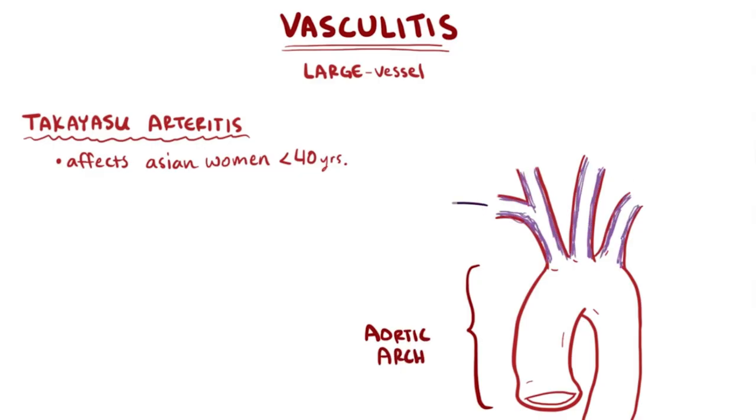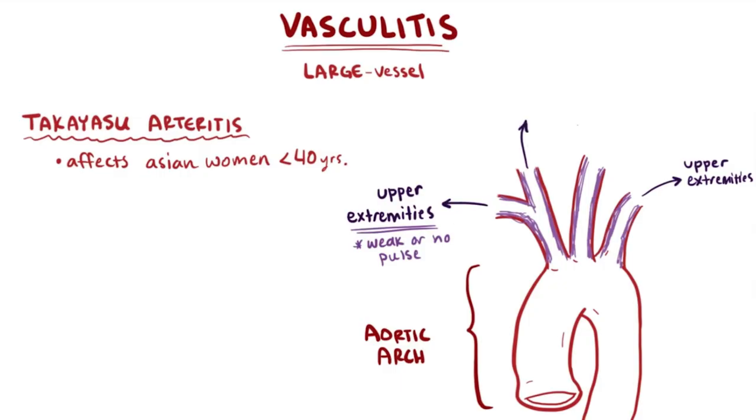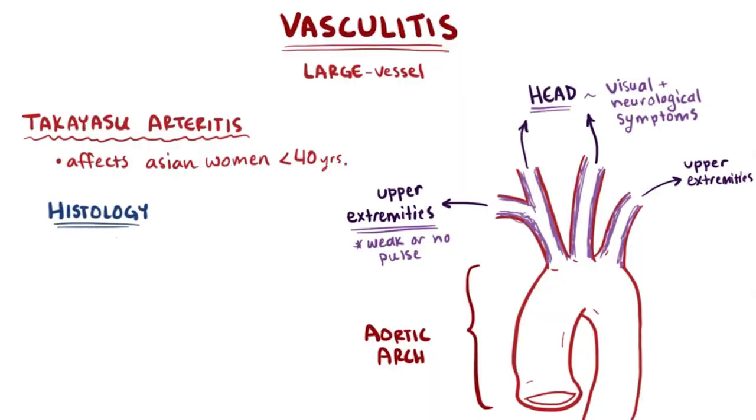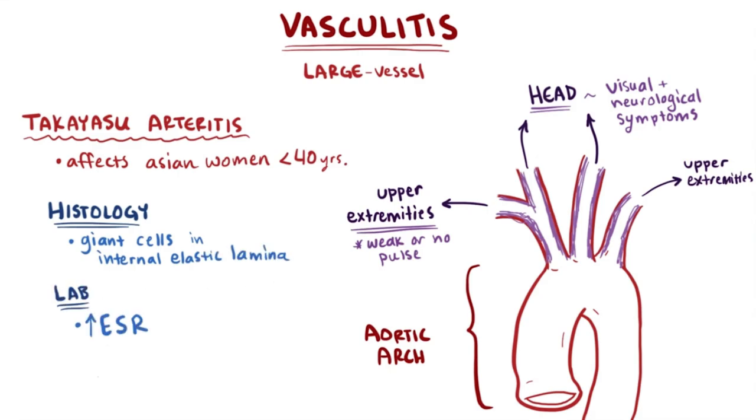If the inflammation happens around the aortic branches that serve the upper extremities, it can cause weak or non-existent pulse. If the inflammation happens around the aortic branch that serves the head, then it can cause visual and neurological symptoms. Histopathologically, it's pretty similar to giant cell arteritis because in Takayasu arteritis, you still see giant cells and granulomatous inflammation in the internal elastic lamina of the blood vessel. In addition, the erythrocyte sedimentation rate will be elevated, and Takayasu arteritis is treated with corticosteroids.